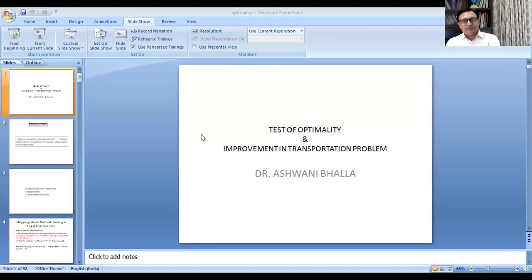In the first part, we have already discussed how to formulate the problem in a specified format and then how to get the initial feasible solution. We used three methods to get the initial feasible solution. First method was northwest corner method. Second method was least cost entry method, and third method was Vogel's approximation method. With the help of these three methodologies, we get the initial feasible solution.